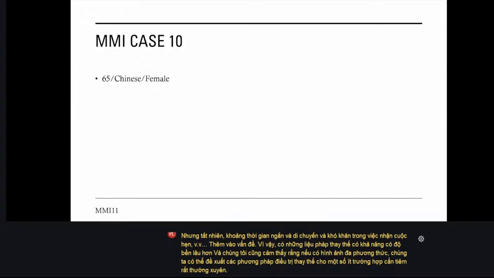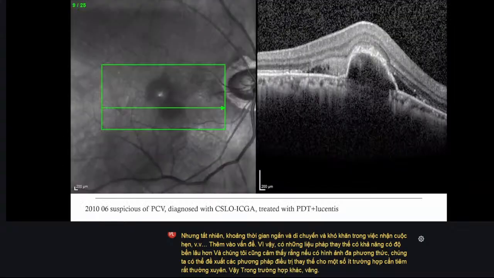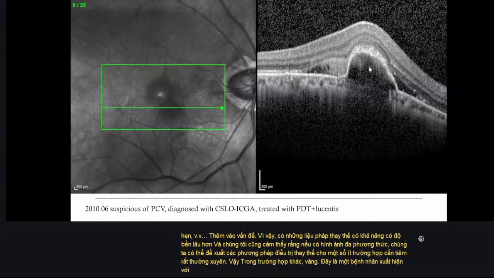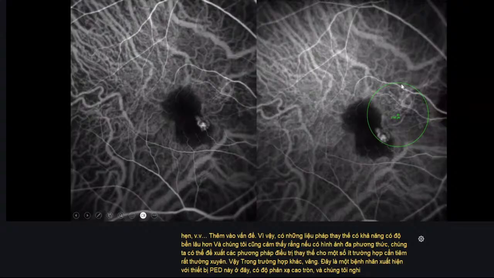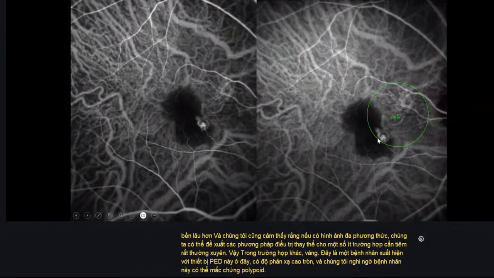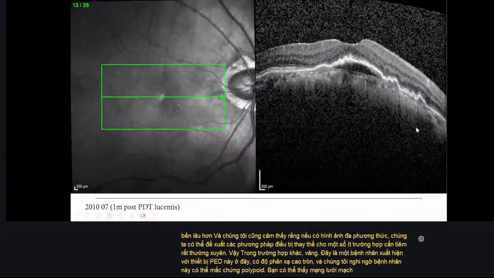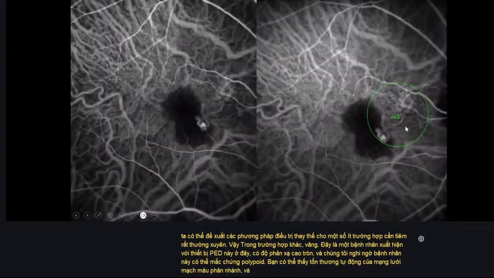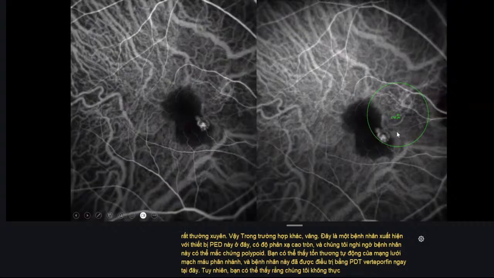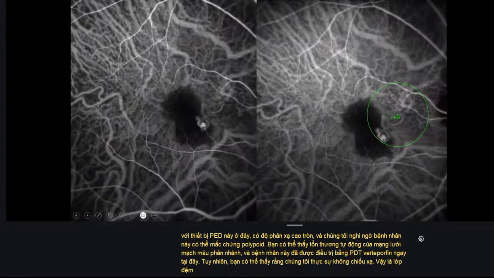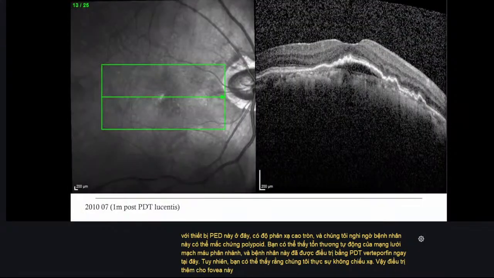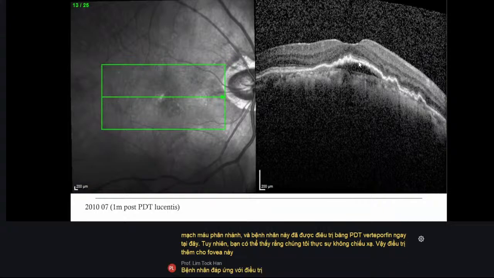So another case. This is a patient that showed up with this PED right here with round hyperreflectivity, and we suspect that this patient has polypoidal, and indeed you can see a branching vascular network polypoidal lesion, and this patient received verteporfin PDT right here, and you can see that we actually did not irradiate the fovea, right? So there's extrafoveal treatment. The patient responded to treatment, but notice that there's now a subfoveal PED.